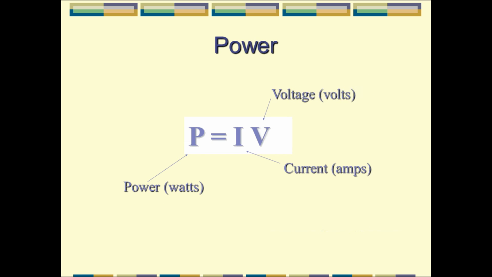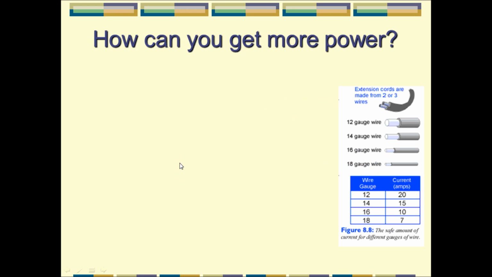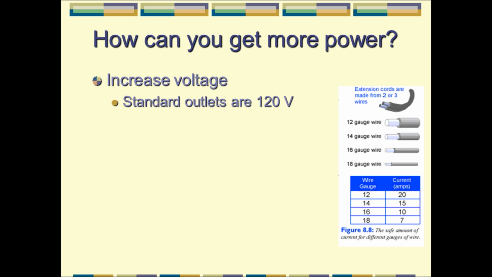So our equation to find power is P equals IV. I is current, V is voltage. So current times voltage gives you power. So how can you get more power? Well, you can change voltage. So increasing voltage can increase power. Now, most of us can't do that because we have standard outlets at 120 volts. We have a battery at 1.5 volts. We have a battery at 9 volts. So we can't really do this, but it's there theoretically.